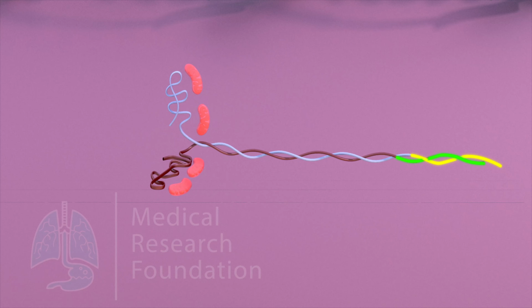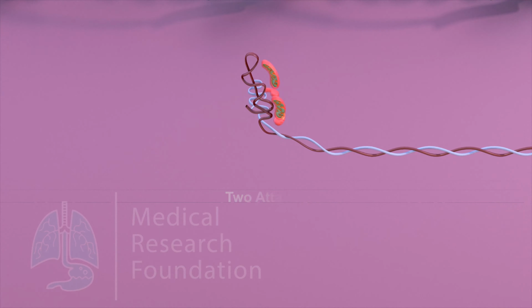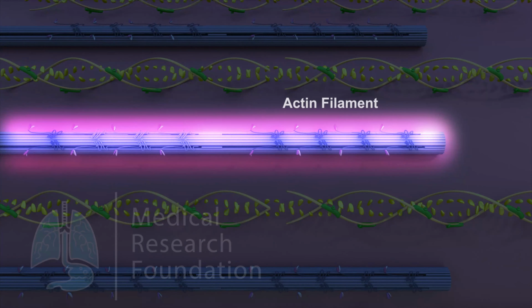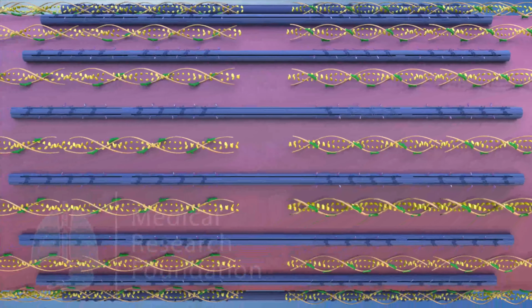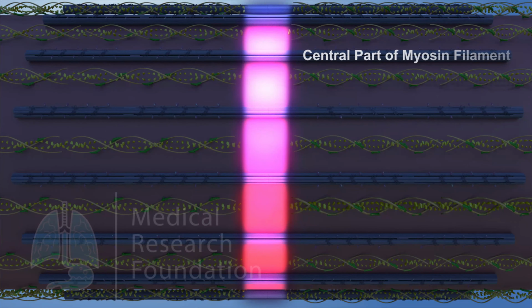Two light chains are attached to each part of the head portion of myosin molecule. Each myosin head has two attachment sites. One site is for actin filament, and the other one is for one ATP molecule. Myosin head is absent in the central part of myosin filament, in the H zone.